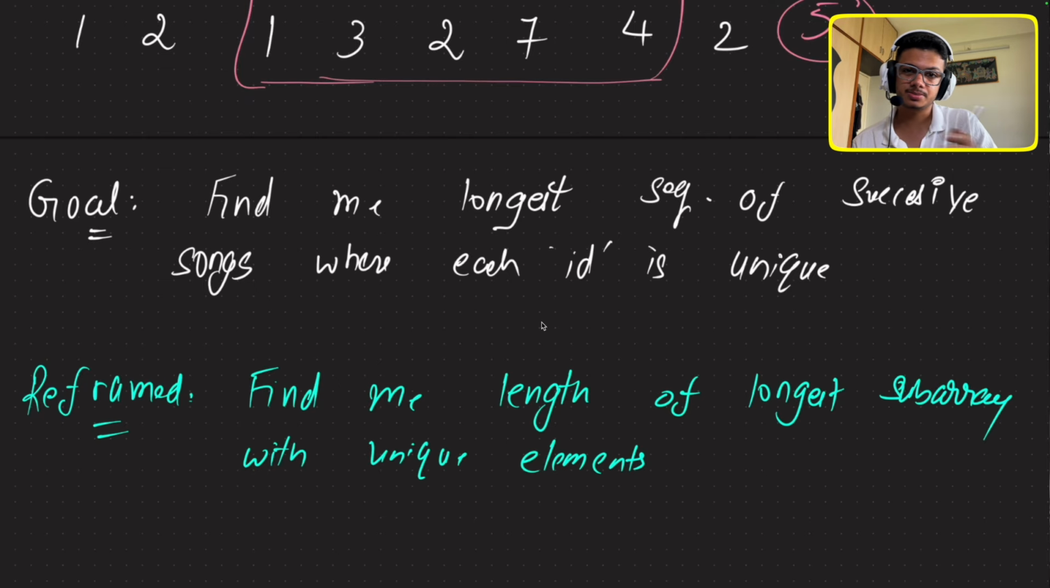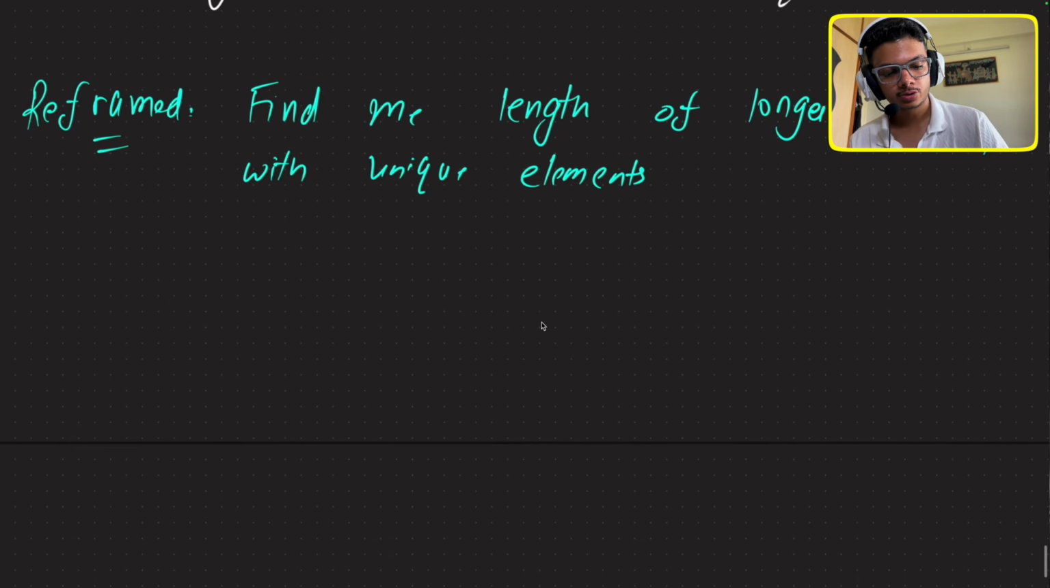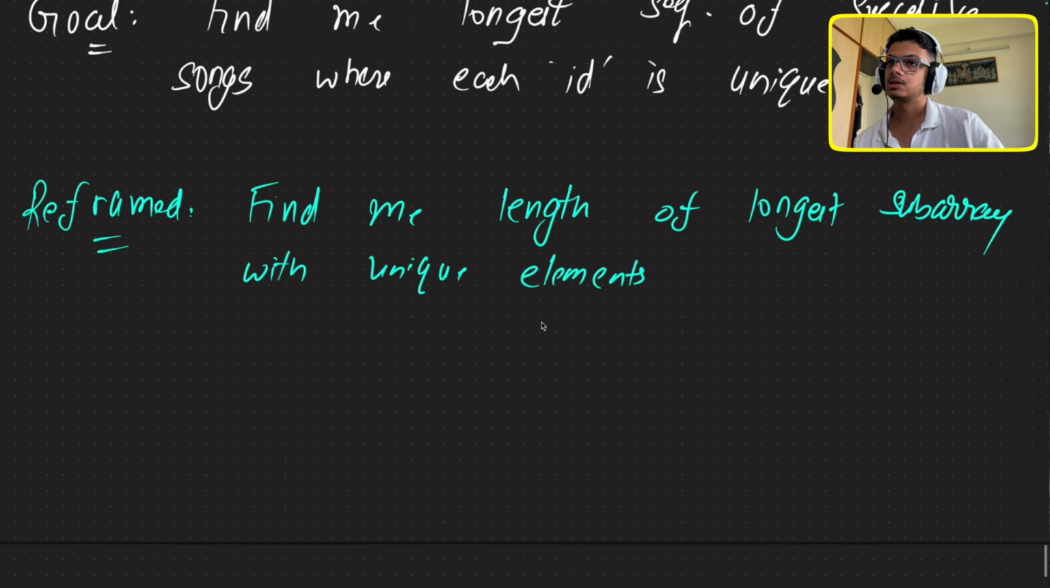Okay, so what is a subarray? A subarray is simply a contiguous part of the array, so that you already know. Okay, so now we look at the question in this light: longest subarray with unique elements. Now how can you approach this then?